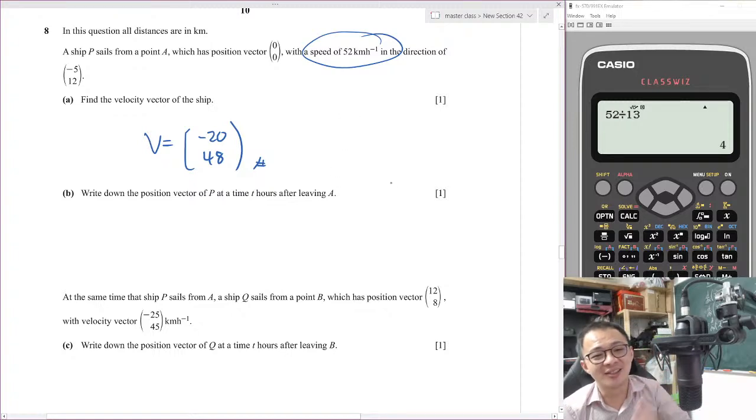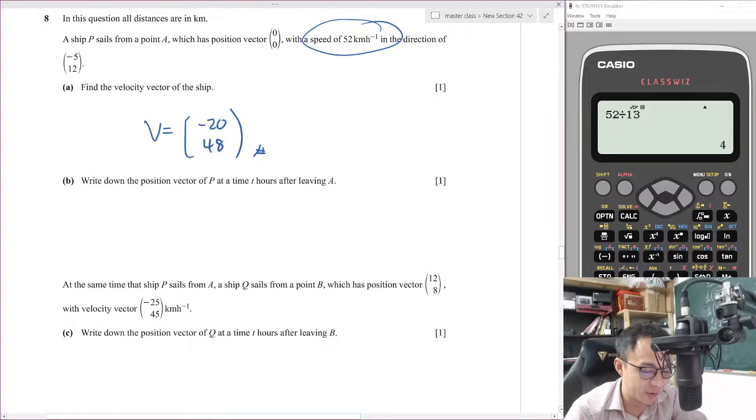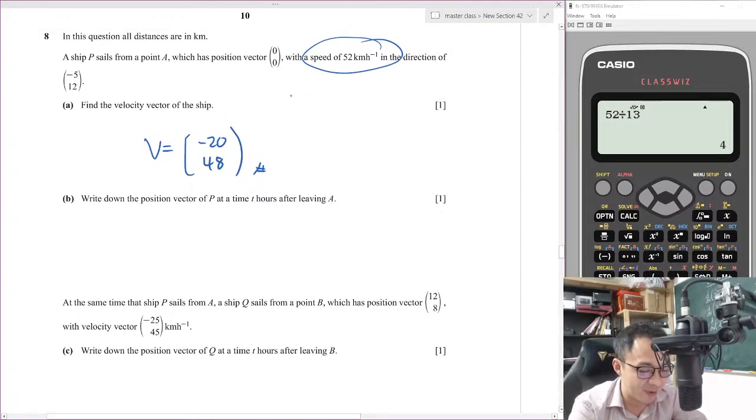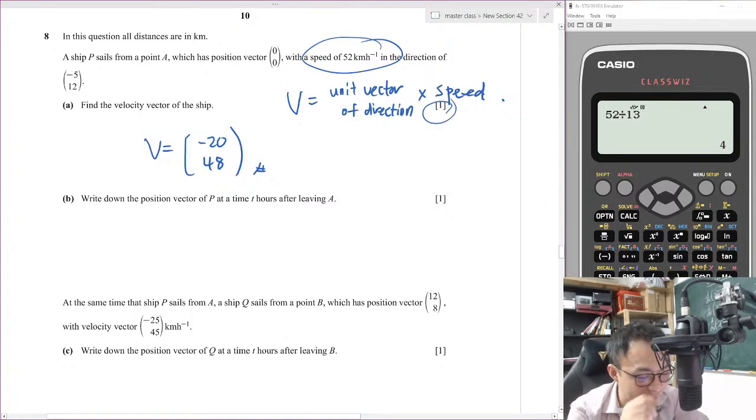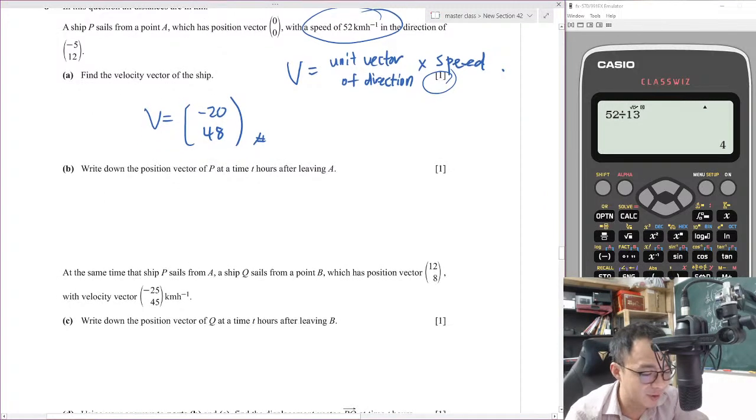As long as you understand it, then it should be fine. Or you just use the formula, which is good. Let me repeat the formula one more time: unit vector of direction, multiplied by the speed. Just do this and you always get it correct. Both ways can work, because it's just 1 mark. I don't think your working here matters because it's just 1 mark.